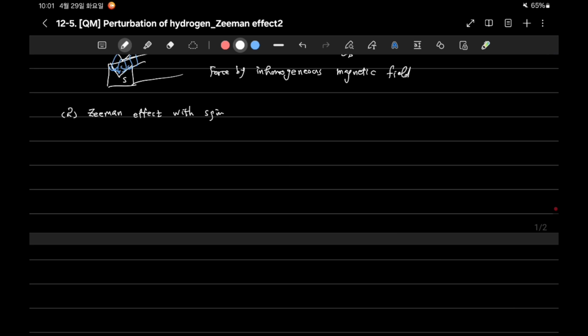Here, then, the atomic magnetic moment. In the previous case, we only considered the orbital contribution of the magnetic moment, but here we should consider the spin. We call it the anomalous Zeeman effect.